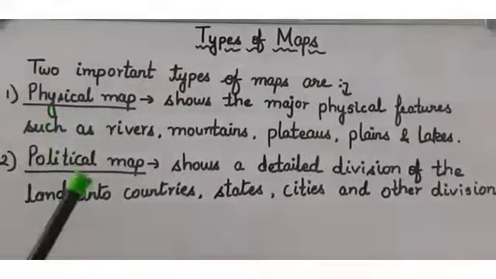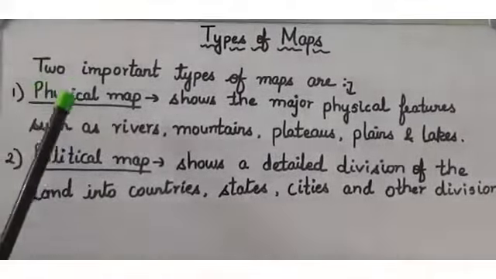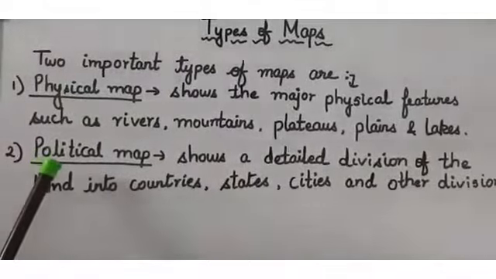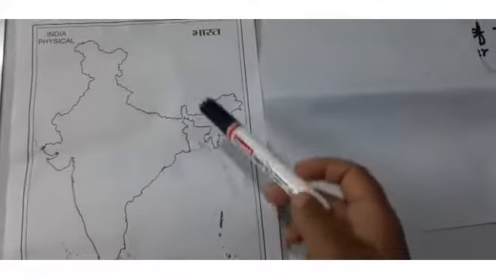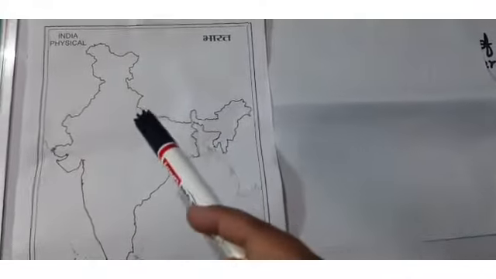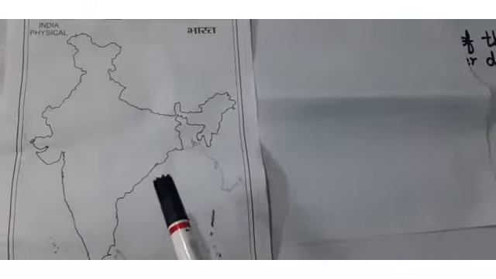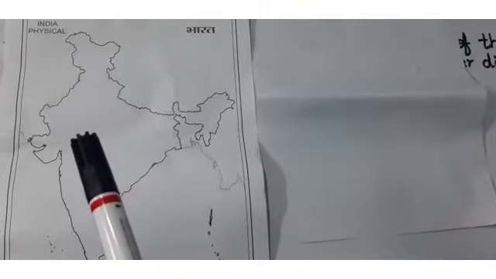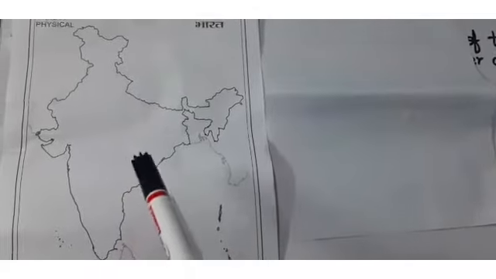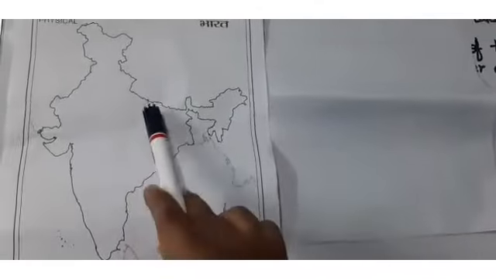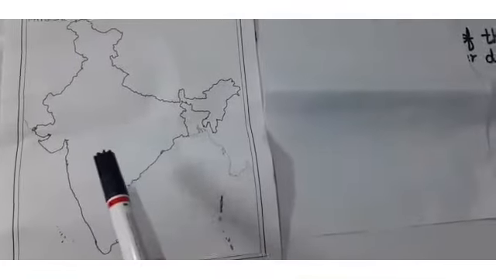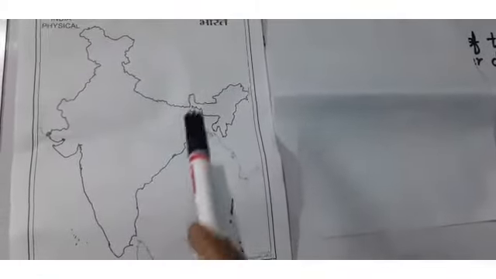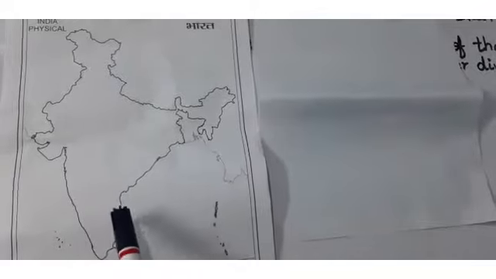Now, I will show you the picture of a physical map and a political map. Look at this map. This is a physical map. As I told you, in this map we can show the physical features: rivers, mountains, plateaus, plains and lakes.